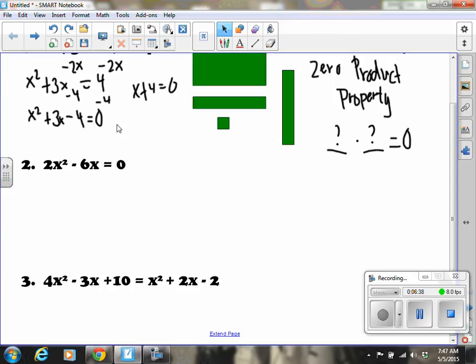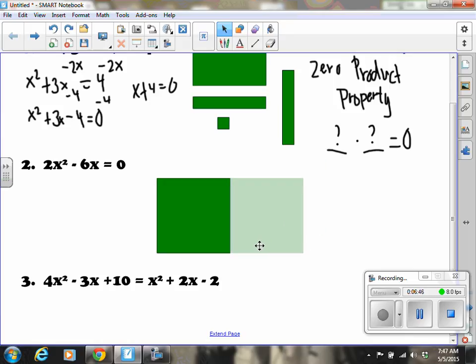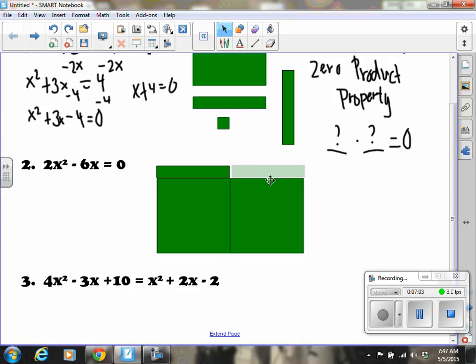This one is already set equal to 0, so I can go straight ahead with my area model. So I'll bring in my 2x squareds. Notice something for me here. We don't have a constant term, so I don't have to worry about having ones. I should still be able to do my area model. I just have to bring in -6x's. Now, I could bring in -6x's this way by decreasing my side by 3, since it's dependent upon 2.